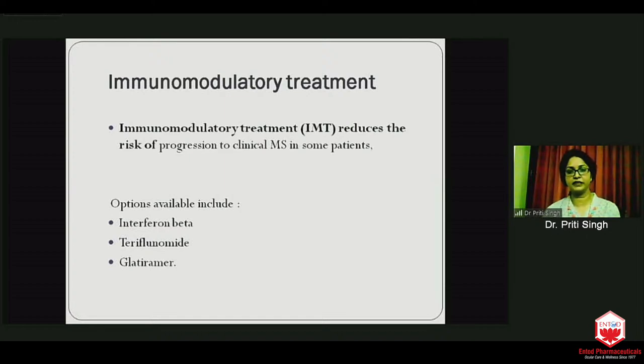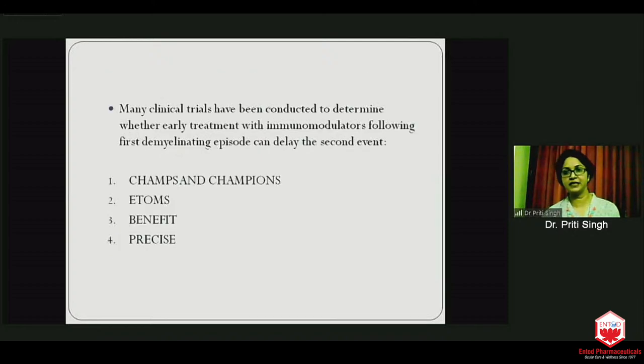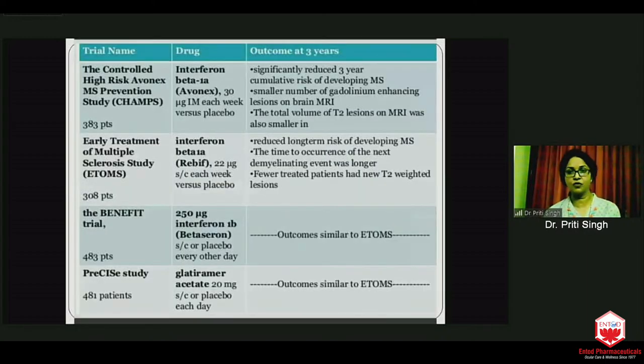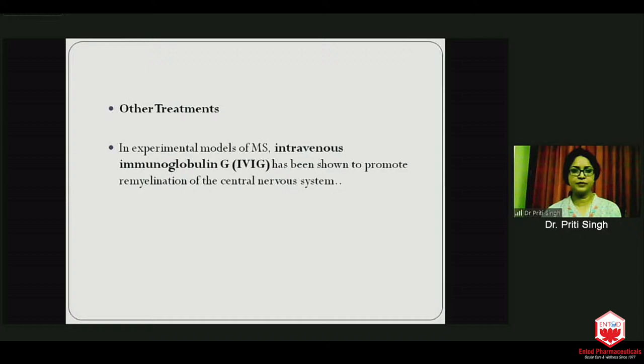Options are interferon beta, teriflunomide, and glatiramer, etc. There are many clinical trials which have been done to find out whether early treatment with these immunomodulators can delay the second event of multiple sclerosis, and all have almost the similar outcome, that yes, if you start early treatment with immunomodulators, it delayed the second event of multiple sclerosis, but definitely risk versus benefit should be kept in mind. Intravenous immunoglobulin treatment is still in experimental phase.